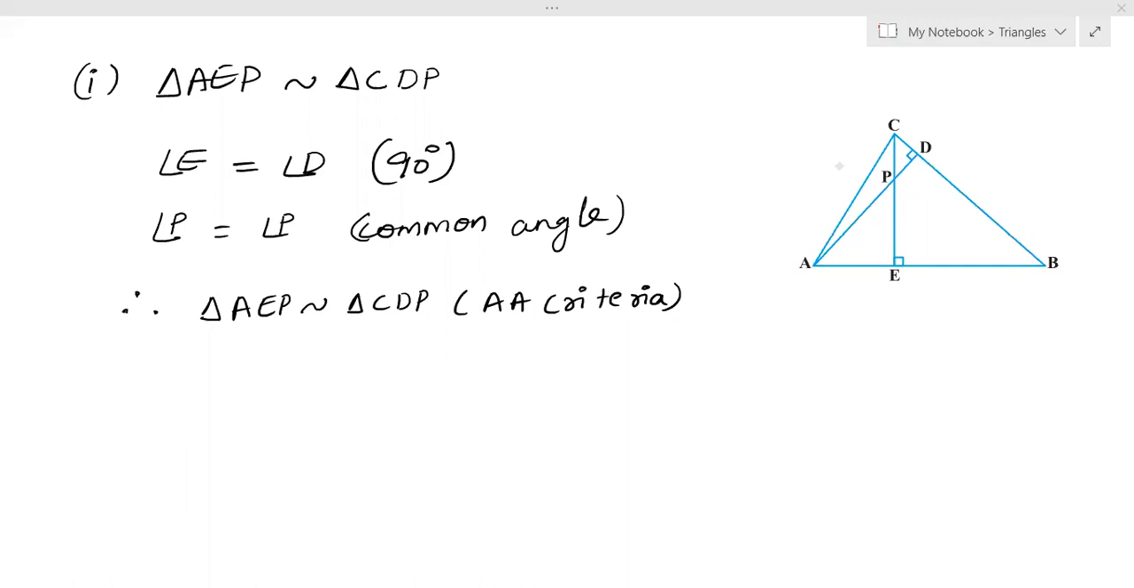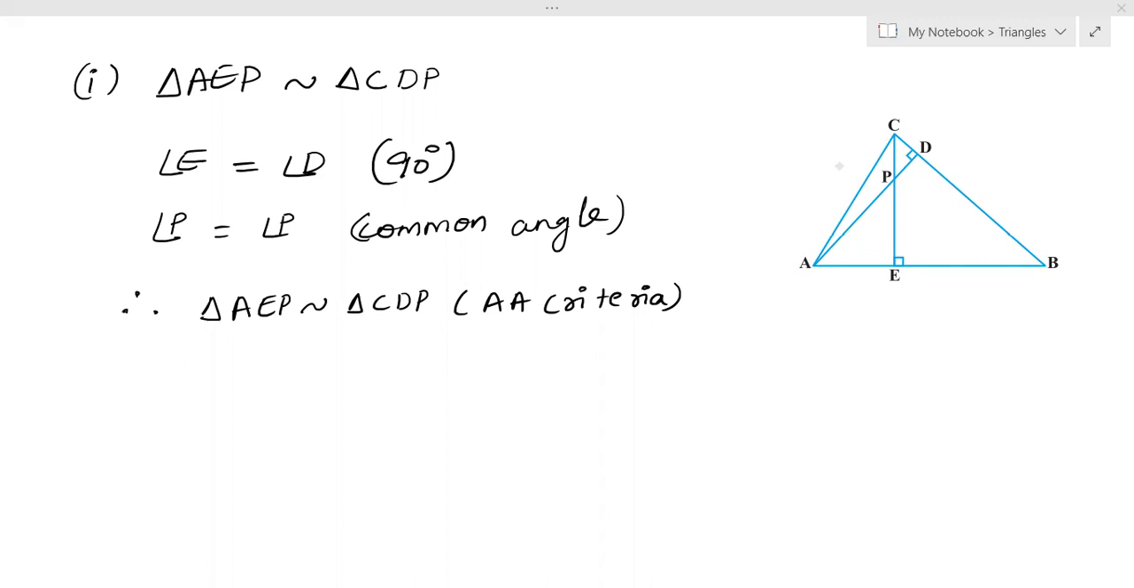As I told you, if you want to prove two triangles are similar, it is very easy: we have to prove it by the AA criterion. All the problems which we are going to take now, the first few problems, are based on the AA criterion itself. We have to find the reason the first alphabet A and the first alphabet C are equal. That is, angle A will be equal to angle C, E will be equal to D, and P will be equal to P. We have to just find the reasons for them.